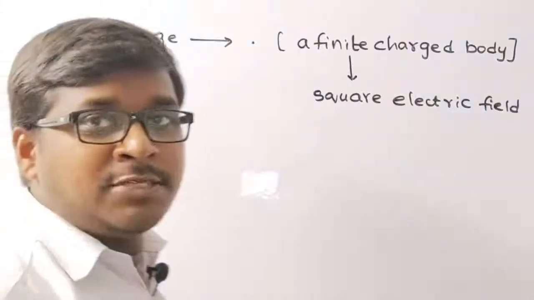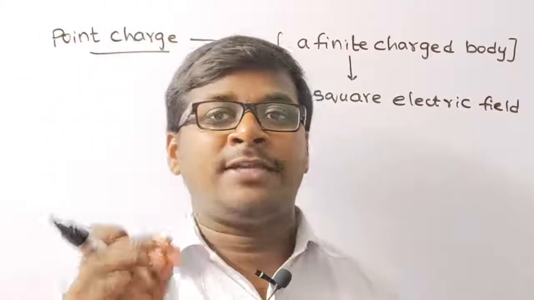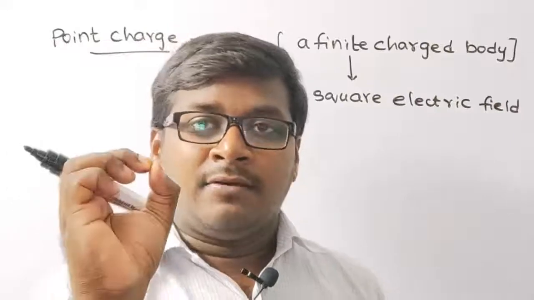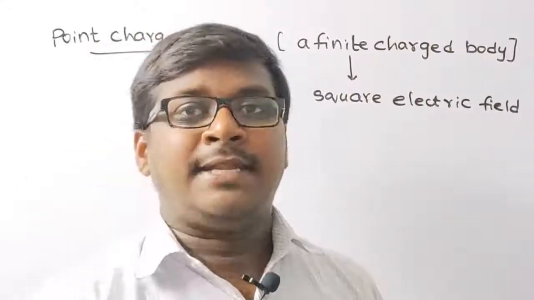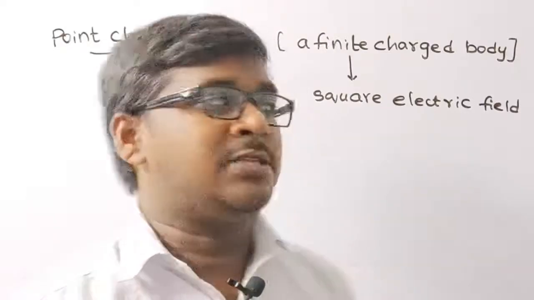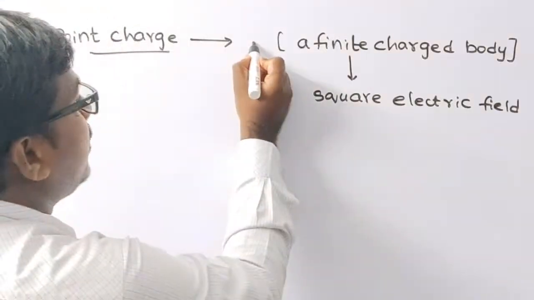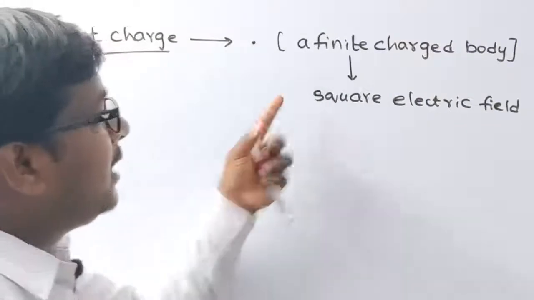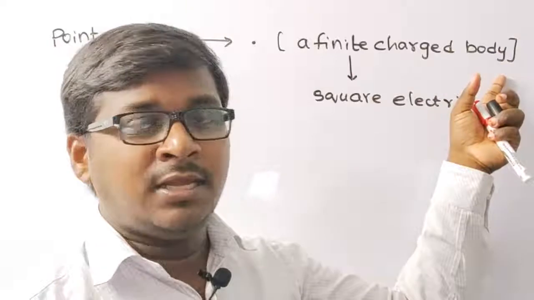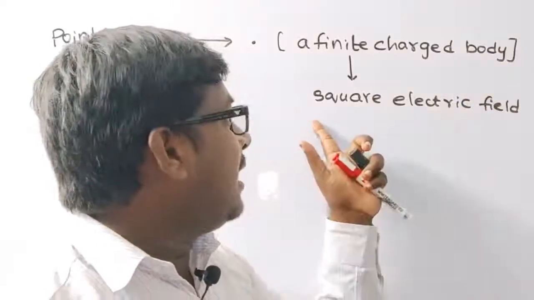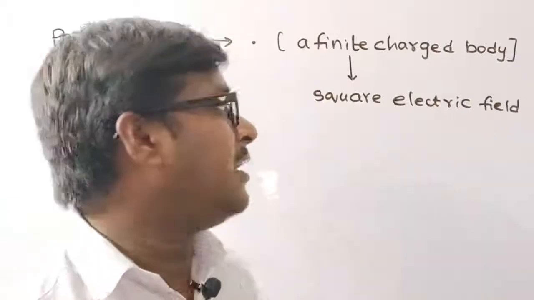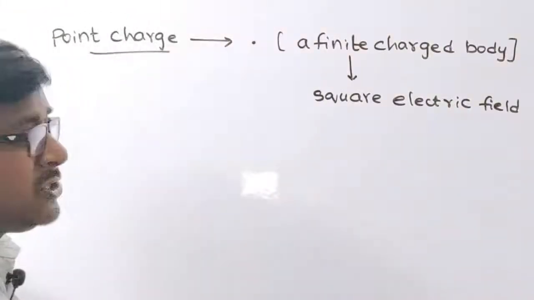The point charge means very simple, students. A very minute, very finite particle or charge, like a small charge at one point. This is the point charge. A finite charged body behaves like a point charge. It produces an inverse square electric field. That is called a point charge.